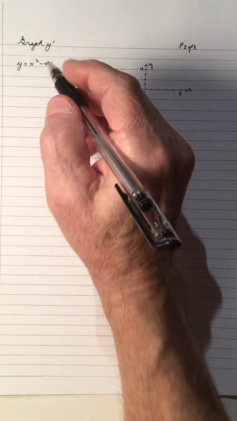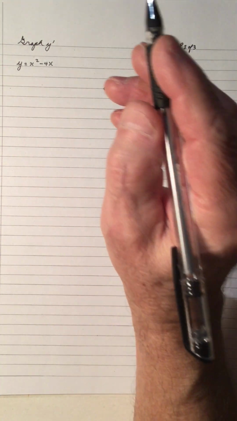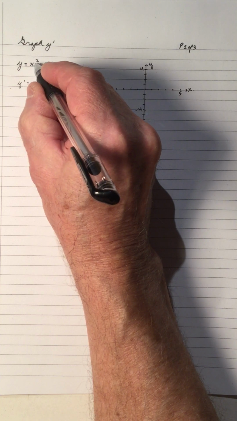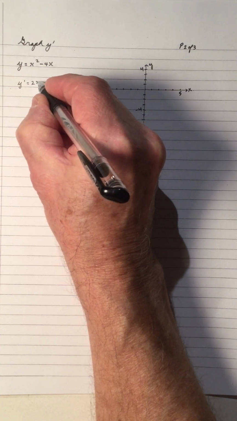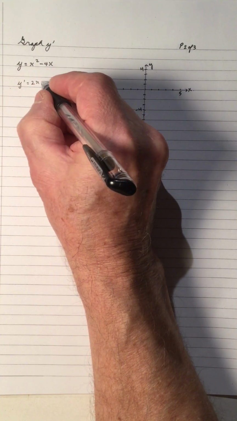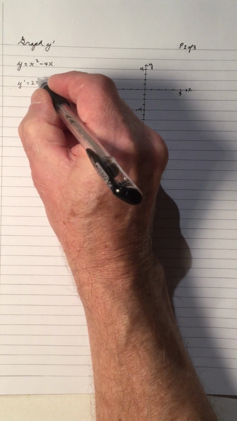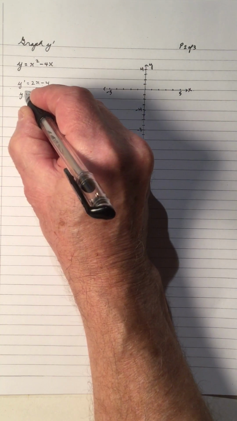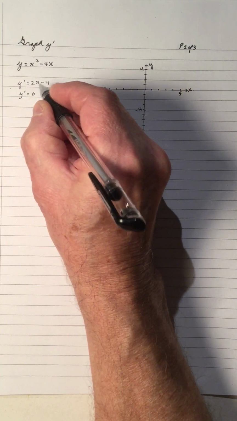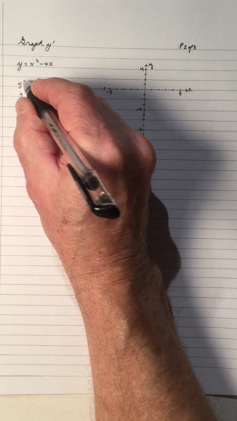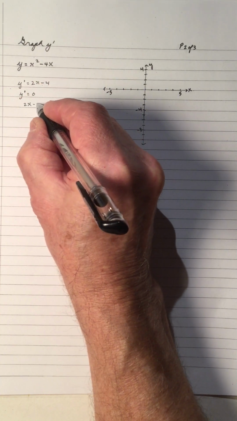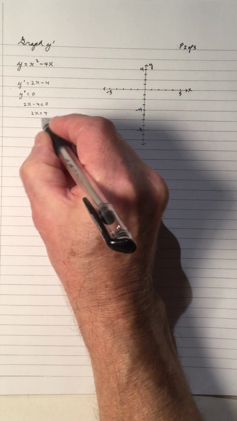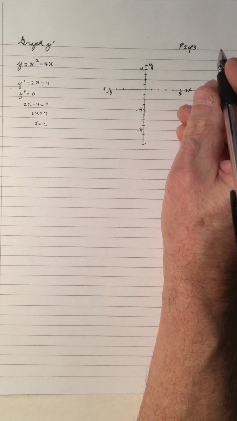Graphing y prime, which is the derivative of y. The derivative of x squared is 2x. The derivative of negative 4x is negative 4. So, if we let y prime, the derivative, equal 0, the slope of the tangent is 0. So we go 2x minus 4 equals 0. 2x equals 4, divided by 2, x is 2.